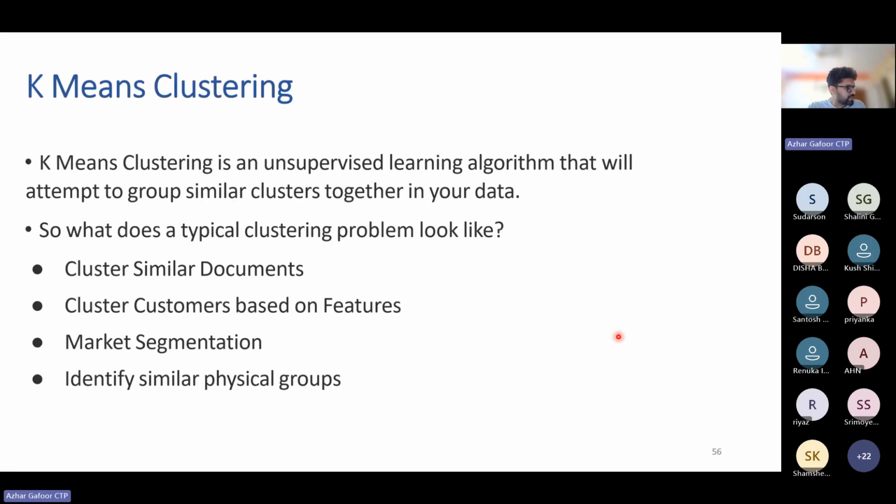K-means clustering is an unsupervised algorithm that will attempt to group similar clusters together in our data. We'll just use our model, put some data into the model, and it will automatically cluster similar documents.